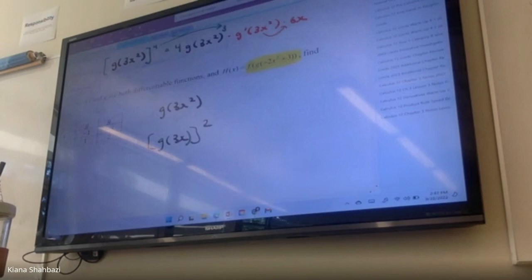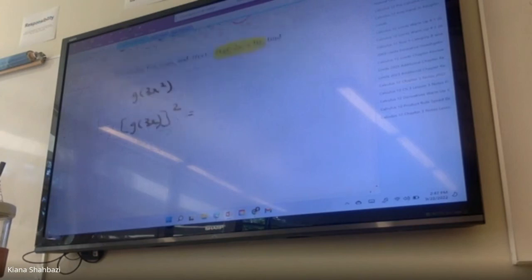And then, what's the root of this? What's the root of this, Reza? Would it be 2 bracket g to the 3x, and then g prime 3x times 3? Yeah. Okay. It's definitely not easy. It takes a little bit of time to get familiar with the notation, right? Does anyone want to give a shot at this one here?